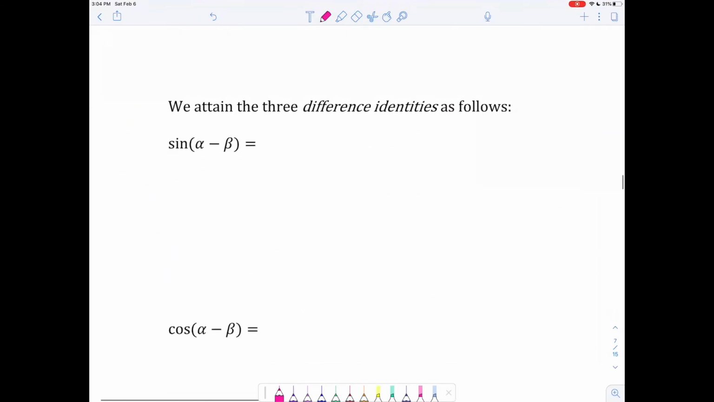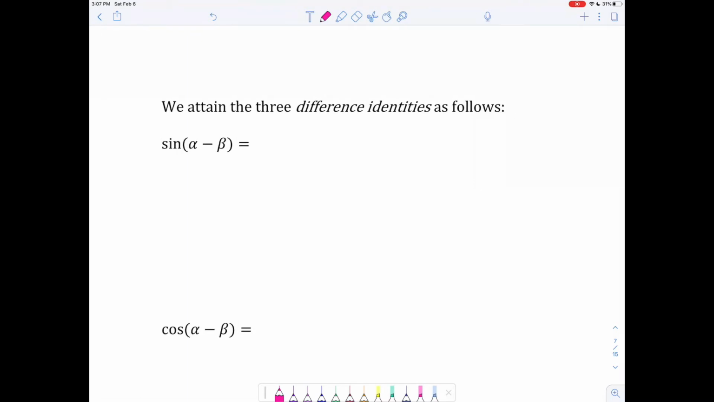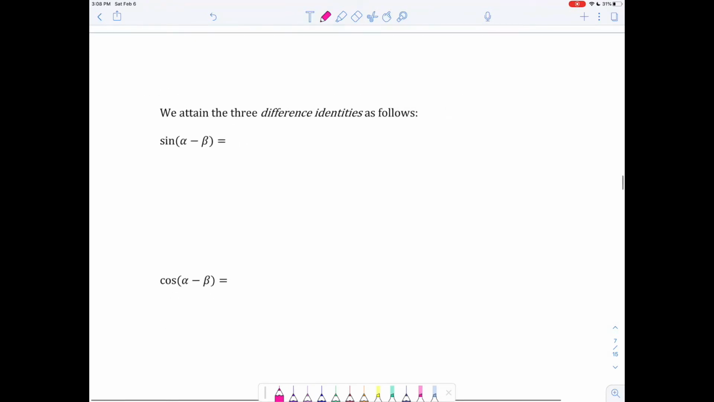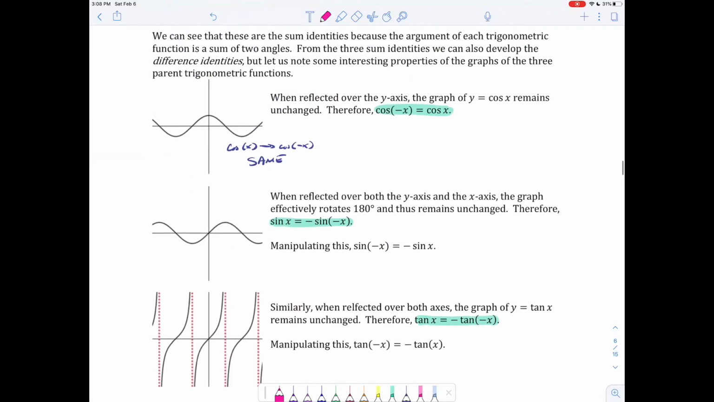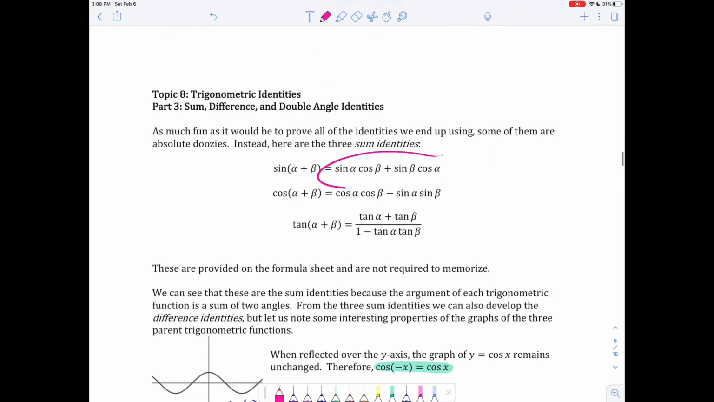So we can take this difference of angles here and express it instead as a sum of angles. Instead of alpha minus beta, we'll say it's alpha plus negative beta. When it's phrased as addition, we can actually use the sum identity right here as it is. So it looks like that.